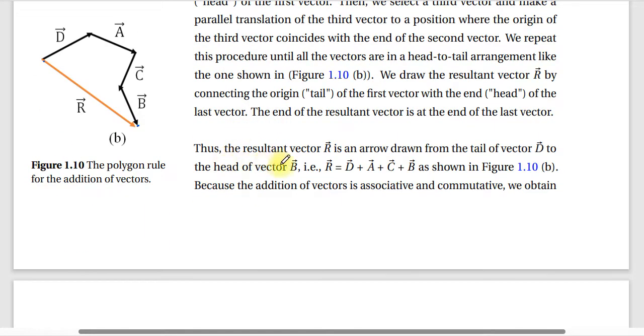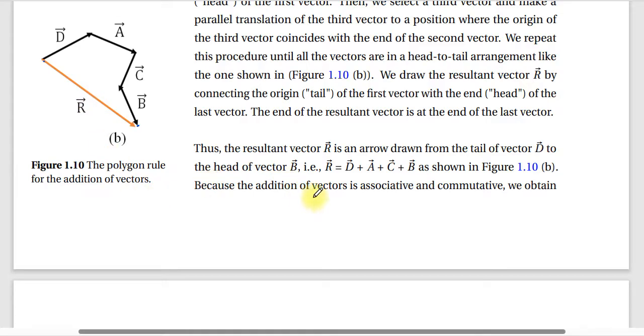Thus the resultant vector R is an arrow drawn from the tail of vector D to the head of vector B. Therefore R equals D plus A plus C plus B, as shown in this figure. Okay?